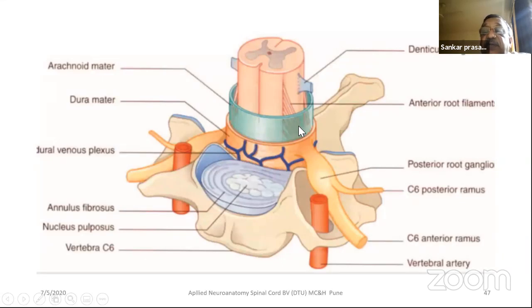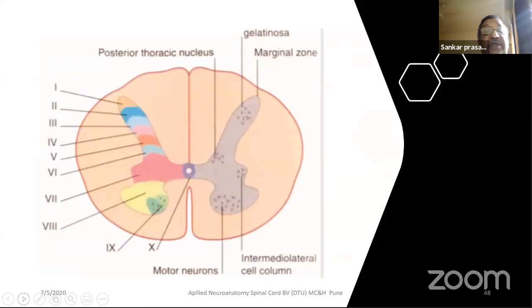These are the anterior root filaments. And again, if you are asked a question, you see the posterior ramus; the anterior ramus is this. Once the dorsal root ganglion is there, the dorsal root and ventral root join to form the spinal nerve, which again divides into the posterior ramus and the anterior primary ramus. The anterior primary rami join to form the brachial plexus and the lumbosacral plexus.